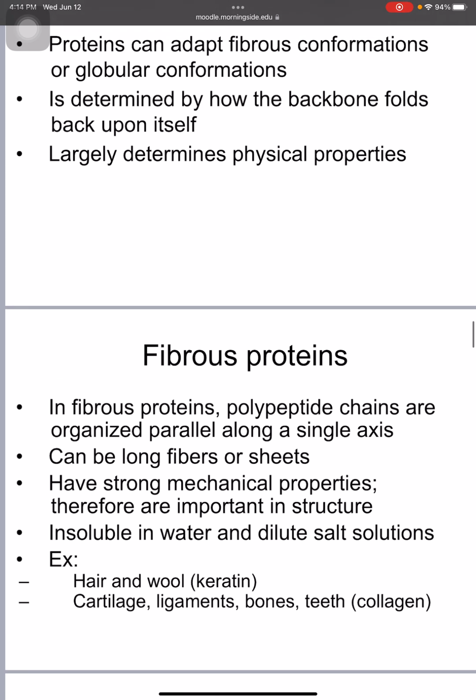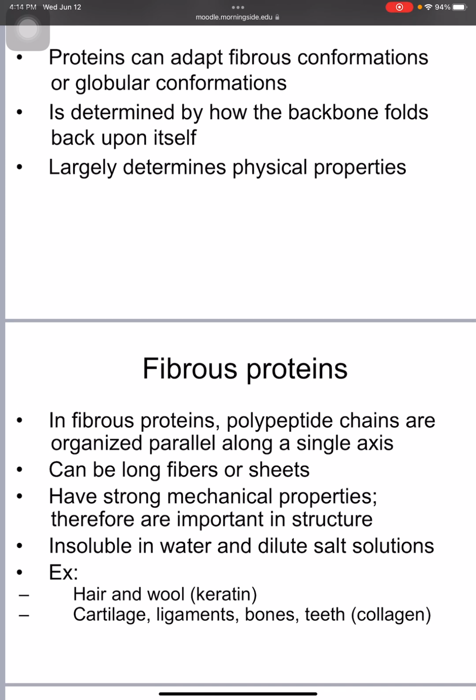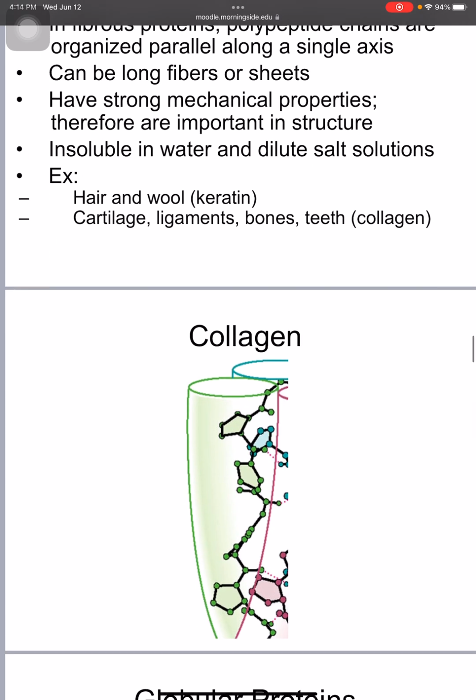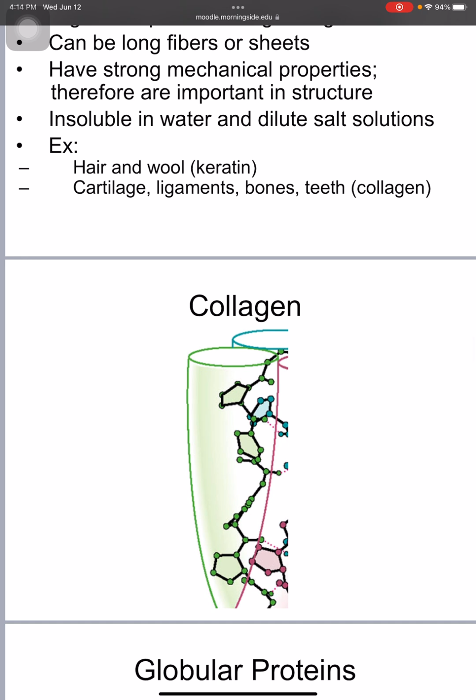For example, if we look at fibrous proteins, like I said, we have polypeptide chains that are organized parallel along a single axis. Well, what the heck does that mean? Well, here's one really good example, and again, you can't see it very well in this photo, but look at your photo in your book. Look at collagen. You guys have probably heard of collagen before, right? It's a structural protein. It's found in cartilage, ligaments, bones, teeth. People often use it as filler for filling their lips, make their lips look plumper or something like that.